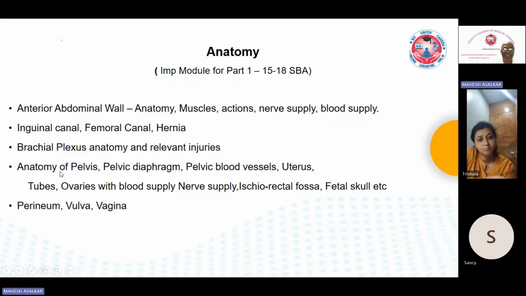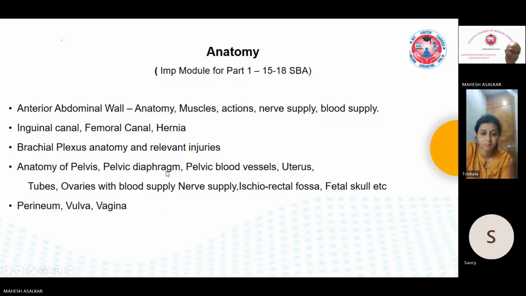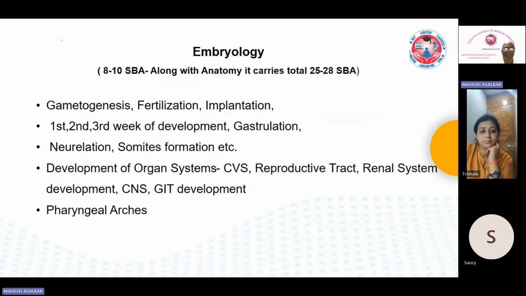This is relatively easy because we have studied this in our specialization course. Then everything related to uterus, tubes, ovary, blood supply, nerve supply. They are also asking about the ischiorectal fossa and fetal skull dimensions. Then perineum, vulva, vagina, and all obstetrical injuries, anal sphincter injuries. So basically it comes under anatomy and also clinical management. These are the questions very frequently asked.